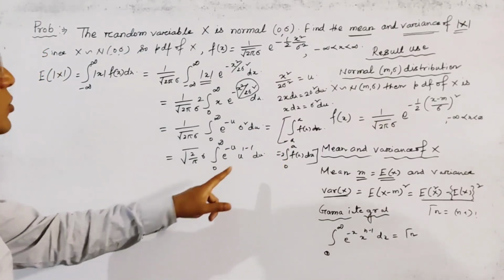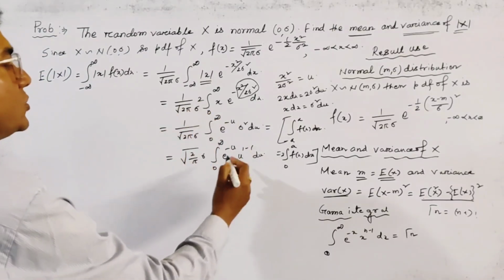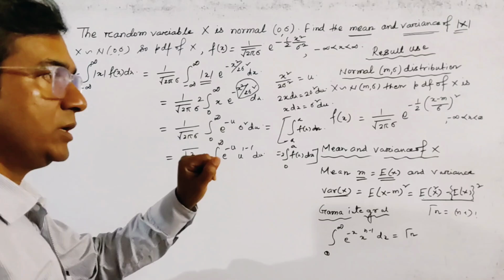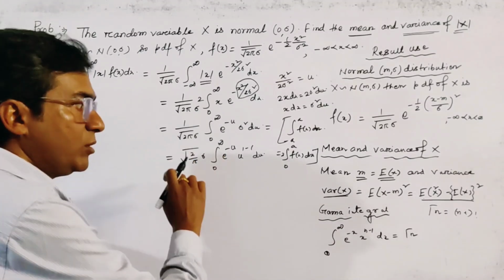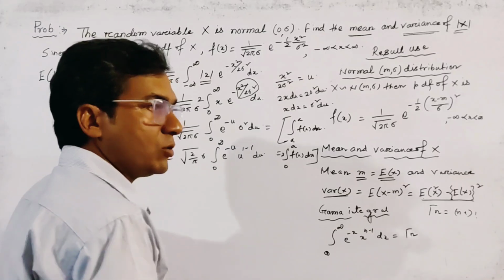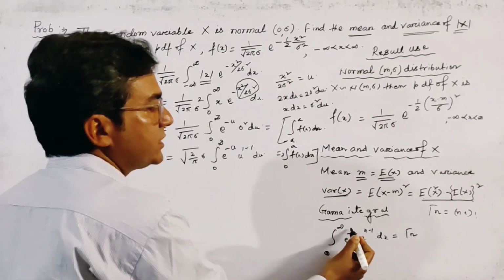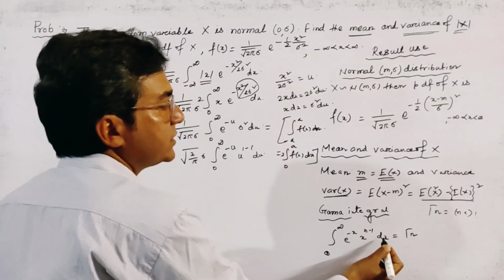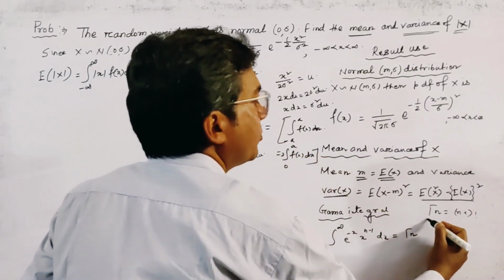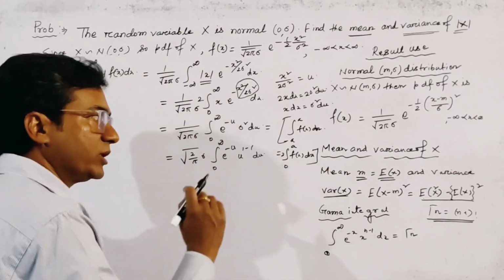Okay, how to write u to the power 1 minus 1? Since there is no u present, we first write u to the power 0, and u to the power 0 means 1 minus 1. We write it this way because we use an important integral, the gamma integral, which gives integration 0 to infinity e to the power minus x into x to the power n minus 1 dx equal to gamma n. And we also use another property of the gamma function: gamma n is (n minus 1) factorial.